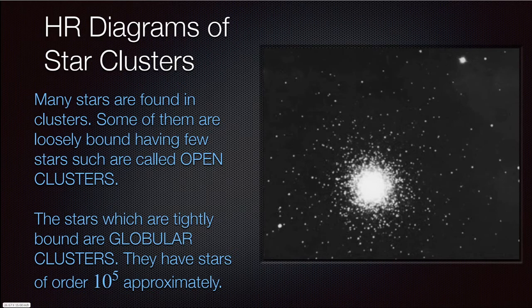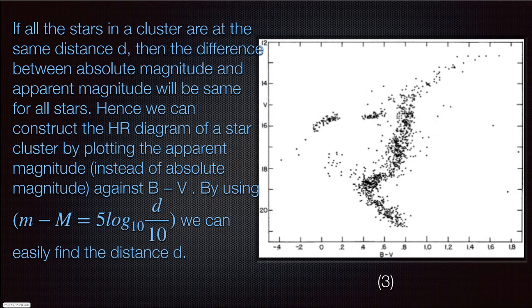Next slide. So now, if all the stars in a cluster are at the same distance d, then the difference between absolute magnitude and apparent magnitude will be the same for all the stars. Hence we can construct the HR diagram for a star cluster by plotting apparent magnitude instead, against B-V. This is the visual band, as we know. So now by using this relation, we can easily find the distance d.